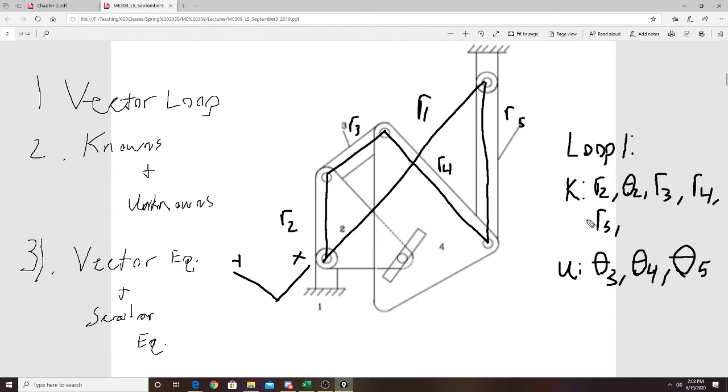Now, the last one, what about R1? Is R1 known at all times? The answer is yes, because we have a ground right here and a ground over here. Those grounds are not moving, so R1 is known. What about Theta 1? Theta 1 is also known, and that is because we drew our coordinate system to go right along R1. Therefore, we have eliminated Theta 1 as an unknown, right?